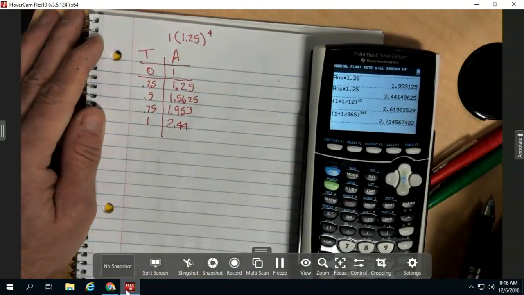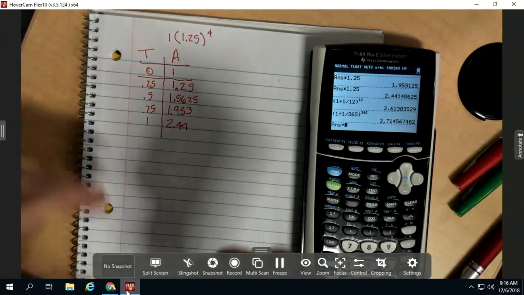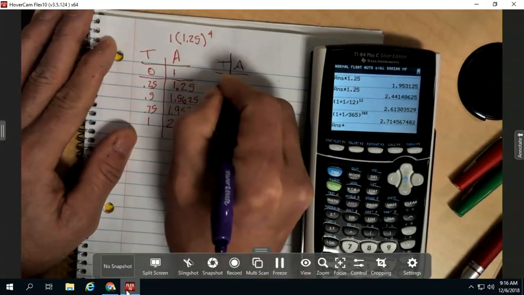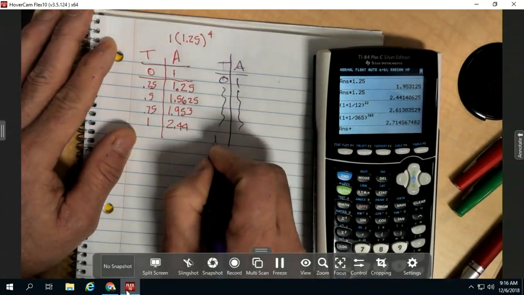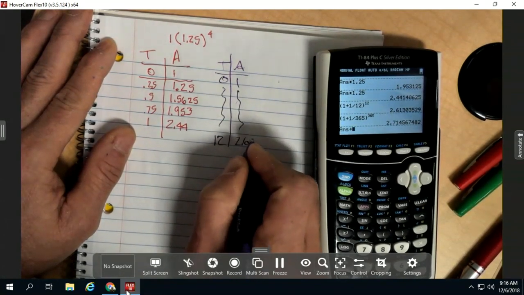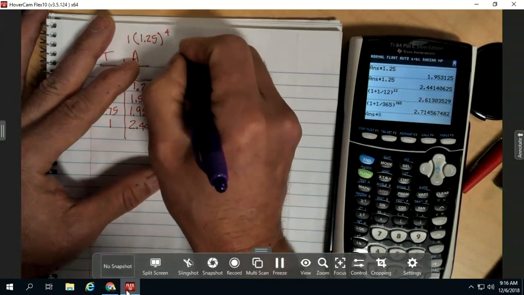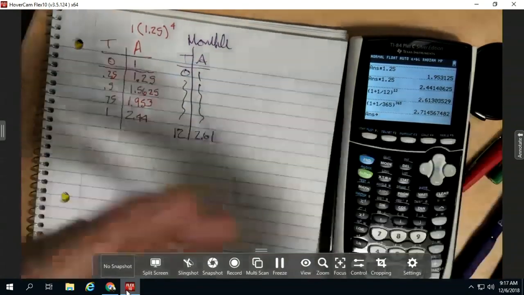And we get, so I'm going to, on my table here, do monthly, T and amount. 0, we had 1. By the end of 12 months, we had 2.61. Okay? Now I'm going to do daily. This is monthly. Now I'm going to do daily.